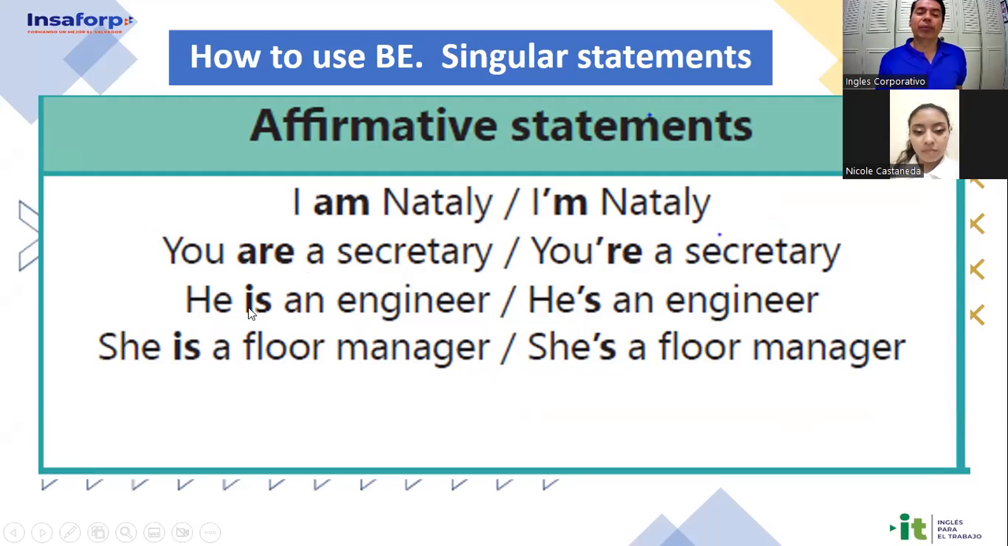Ahora bien, podemos contraerlos. Para contraerlo usamos un apóstrofe. En mi tablero, Nicole, el apóstrofe está a la par del cero. No es acento, es apóstrofe, una rayita así para arriba, ¿sí? Entonces, en lugar de decir I am, digo I'm. En lugar de decir you are, you're. En lugar de decir he is, he's; she is, she's, right?